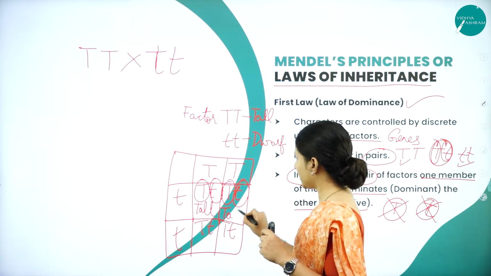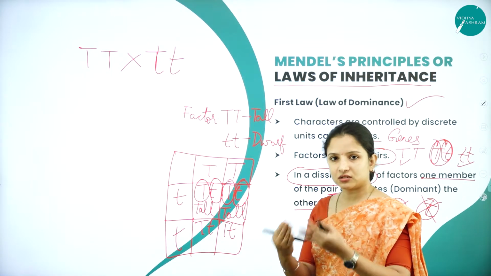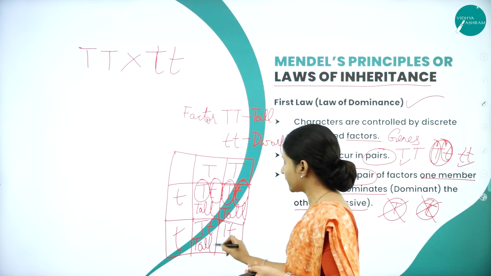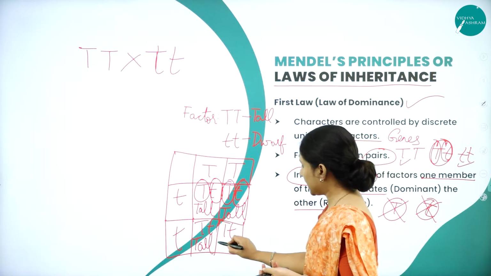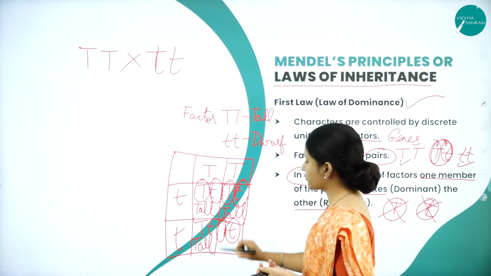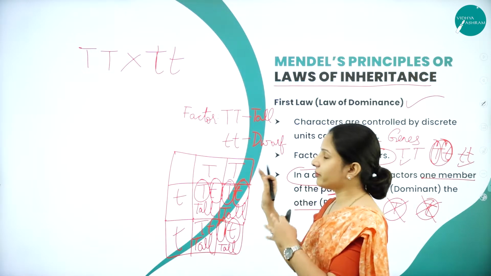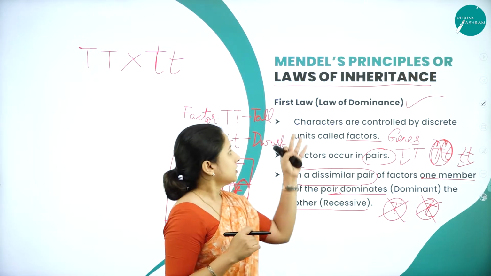Again here, the dominant will suppress the expression of the recessive character, it will be tall. Again here, it will suppress the expression of the recessive character, it will be tall. Again here, the dominant will suppress the expression of the recessive character, they will be tall. So that is what he meant in the law of dominance.